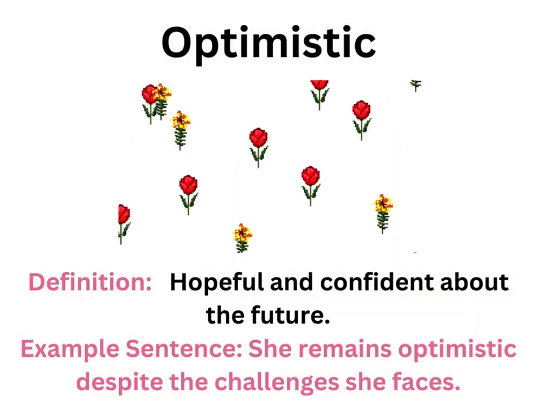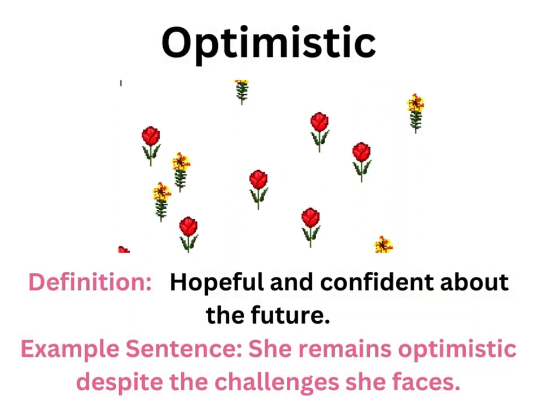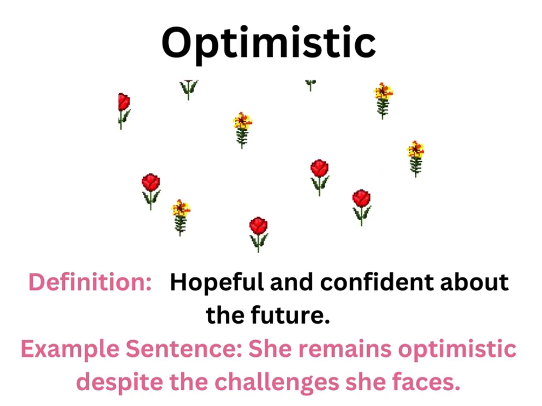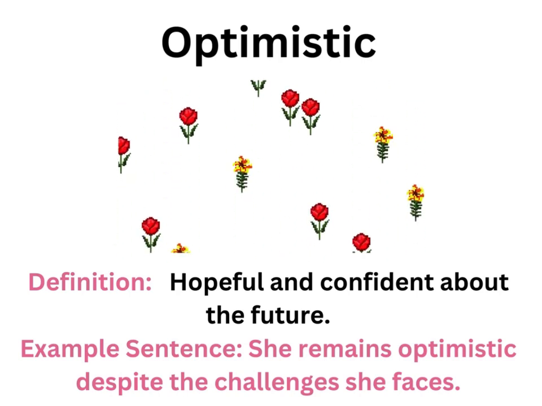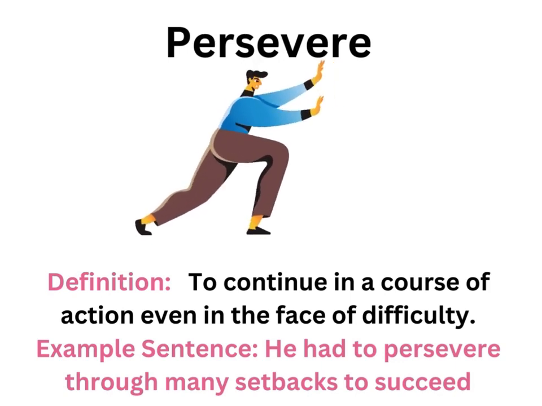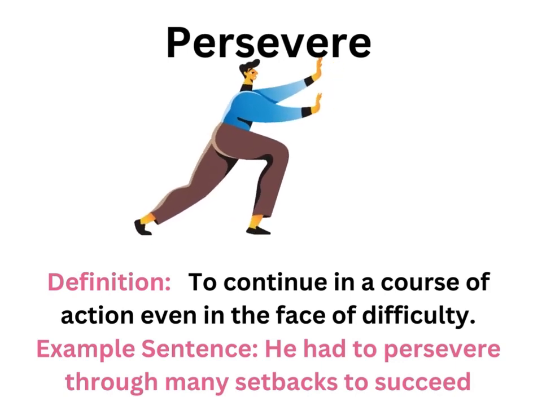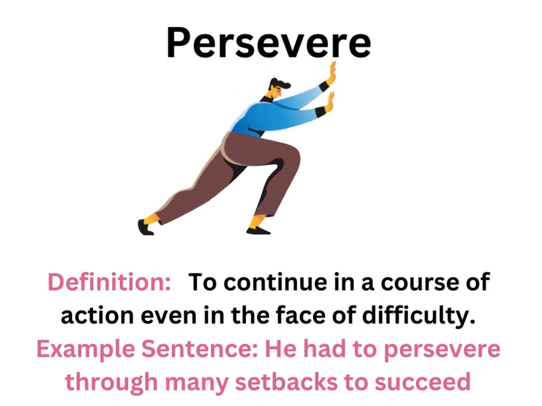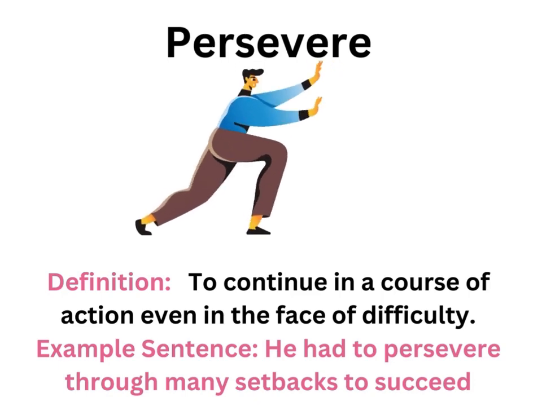Word: optimistic. Definition: hopeful and confident about the future. Example sentence: she remains optimistic despite the challenges she faces. Word: persevere. Definition: to continue in a course of action even in the face of difficulty. Example sentence: he had to persevere through many setbacks to succeed.